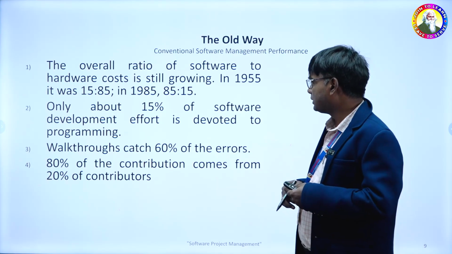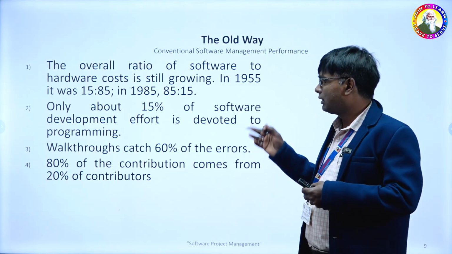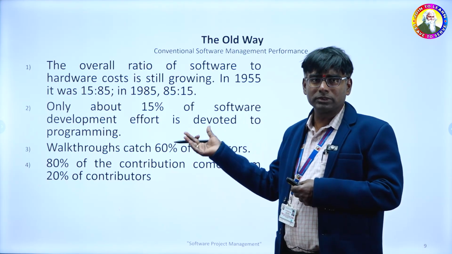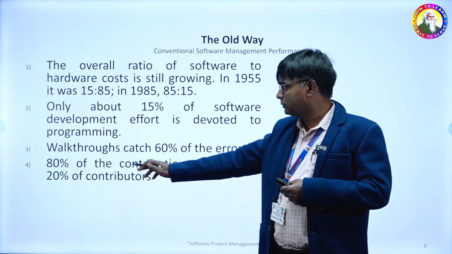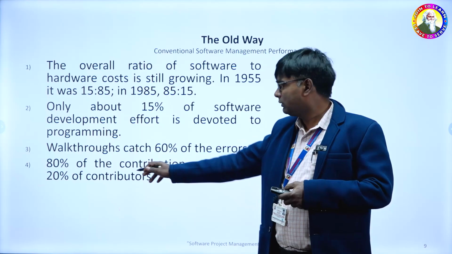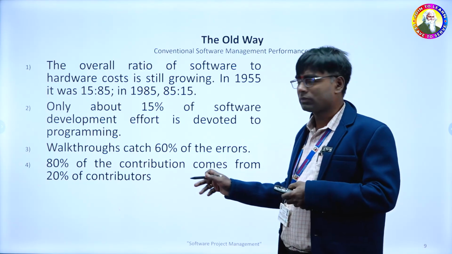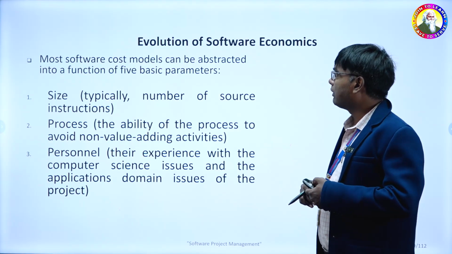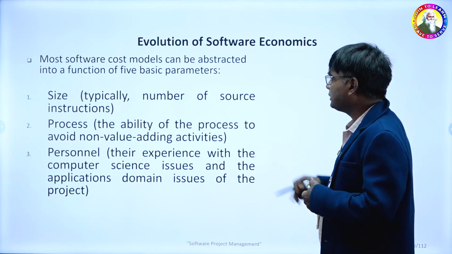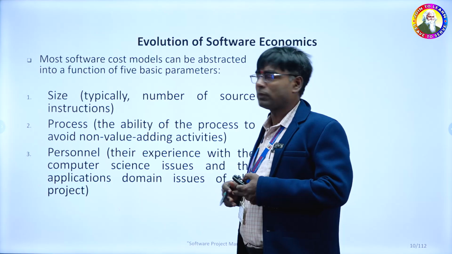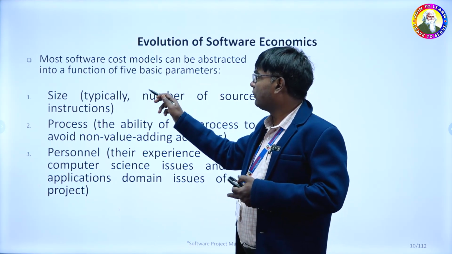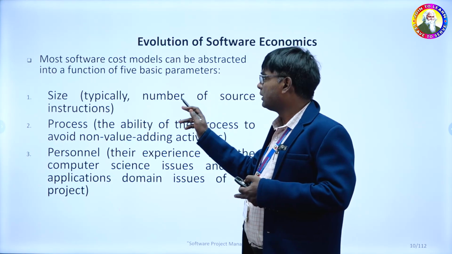That is one more point. 80% of contribution comes from 20% of contributors. A smaller number of contributors make more of the contribution. See, if you observe this point here, 80% of contribution is coming from 20% of contributors. So, evolution of software economics. Coming to the next point, we have evolution. Most software cost models, here cost model is nothing but process model, can be abstracted into a function of 5 basic parameters.